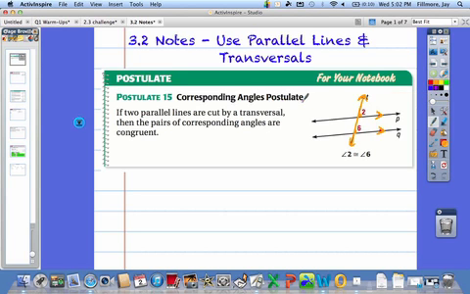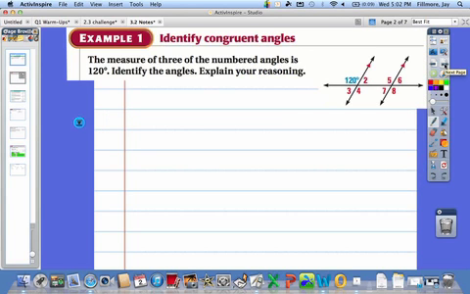It's a postulate because it is accepted as fact and assumed to be true. There is no proof for it, unlike a theorem. So, again, anytime two parallel lines are cut by a transversal, any pair of corresponding angles are congruent. So, for example 1, the measure of 3 of the numbered angles is 120. Identify the angles and explain your reasoning.